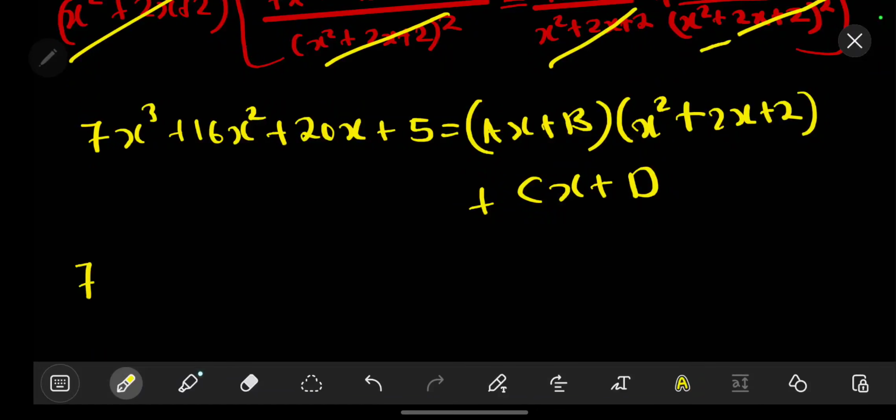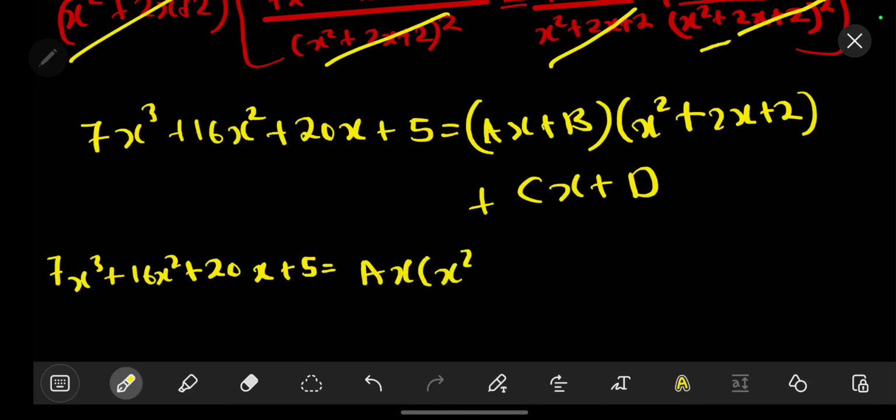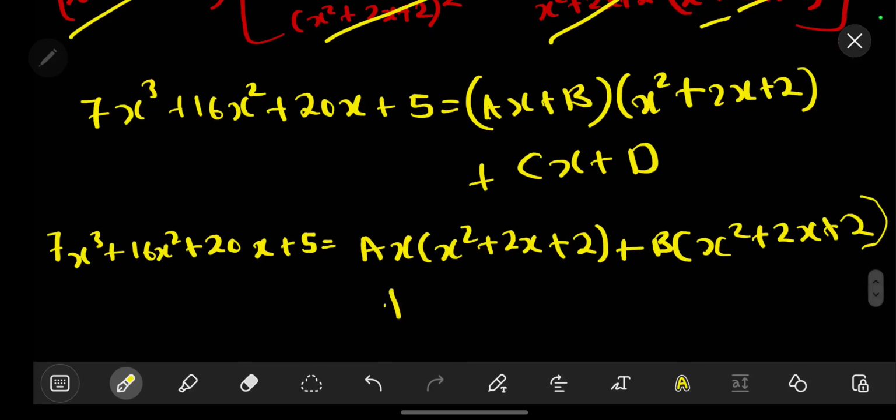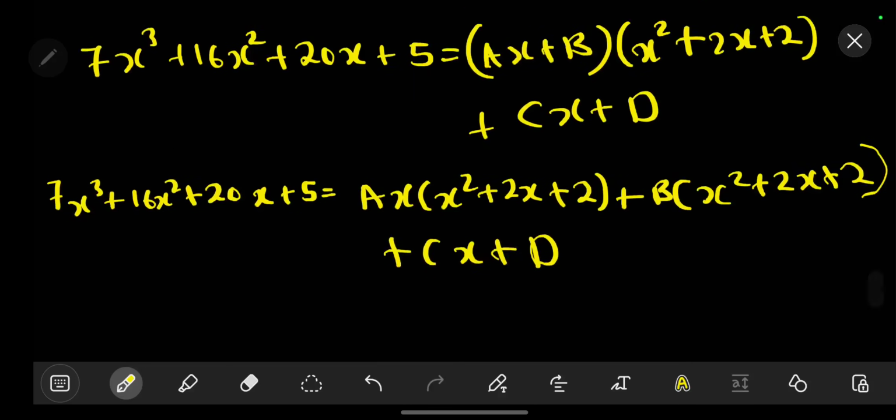So this side we have 7x to the power 3 plus 16x to the power 2 plus 20x plus 5 should be equal to, so expanding this side, let me reduce the size of this. So a multiplies everything, that's the meaning. So we have ax multiplies x squared plus 2x plus 2, then we have plus b multiplies everything, so we have b times x squared plus 2x plus 2 like that. Then what we are going to get is plus cx plus d like that.